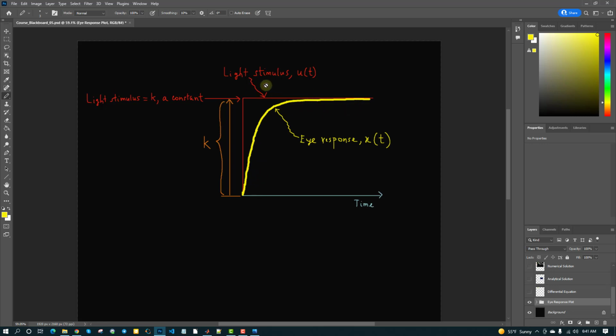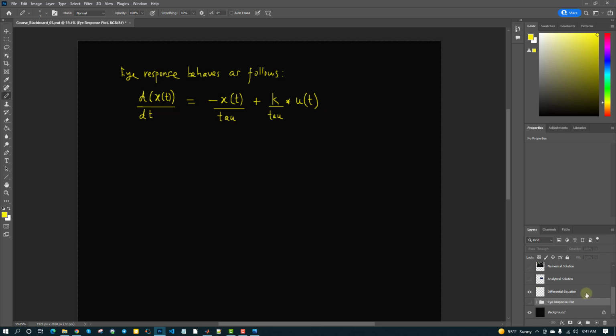Okay, we call the input light stimulus u of t, which is a function of time, and the response of the eye x of t, which is again a function of time. So this response of the eye can be modeled as a differential equation. What is a differential equation? Notice that the eye response is not given as an algebraic or a trigonometric equation. It is given as a differential equation.